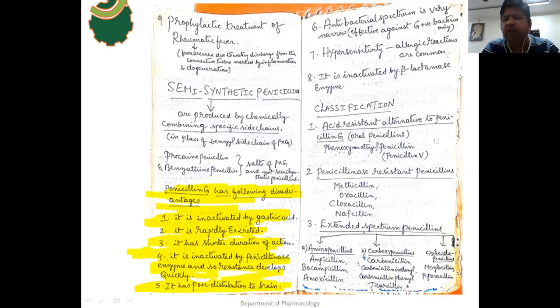So that's why, as its distribution to the brain is poor, it is only used in meningitis. But in other cerebral infections, penicillin is least preferred. That is one of the disadvantages.